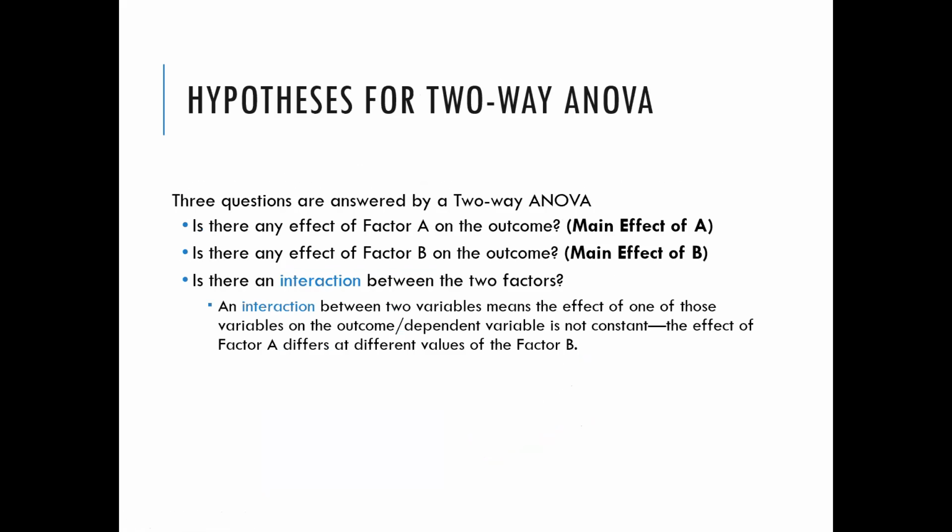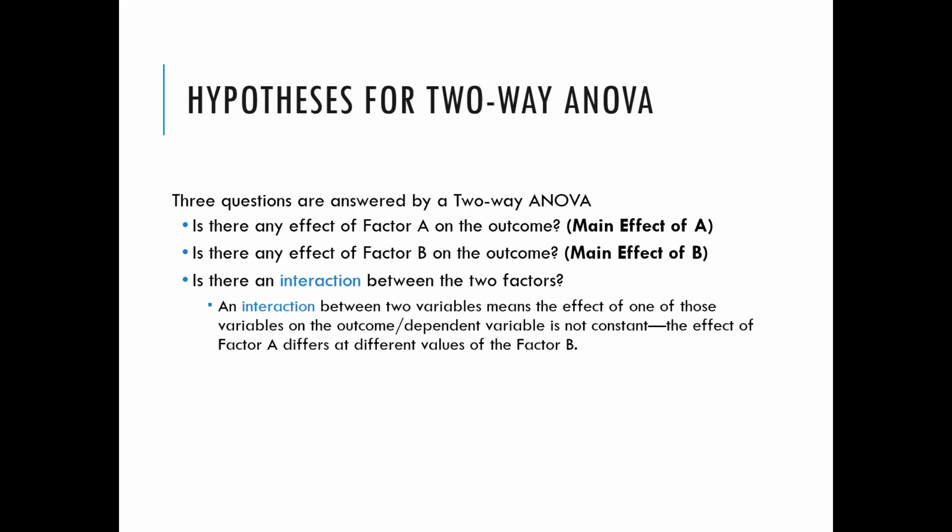Okay, so the hypotheses for a two-way ANOVA, we have 3 questions, right? What is the effect of factor A, relationship status, on the outcome? We refer to that as the main effect of A. And that is the effect of A on the outcome independent of factor B, so we're adjusting or controlling for the other factor. The second hypothesis is, is there any effect of factor B on the outcome? And that's again independent of factor A. So we're controlling for the effect of factor A, and we're just looking at the main effect of factor B.